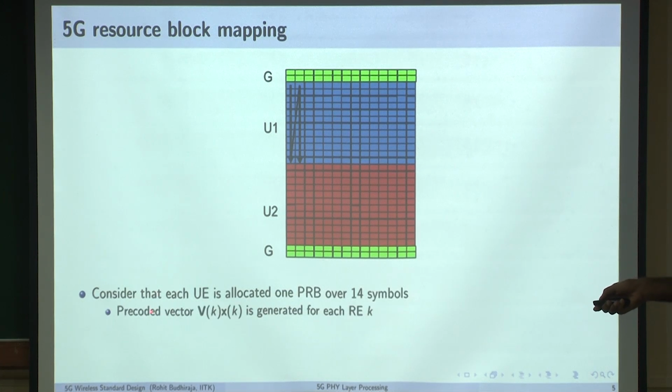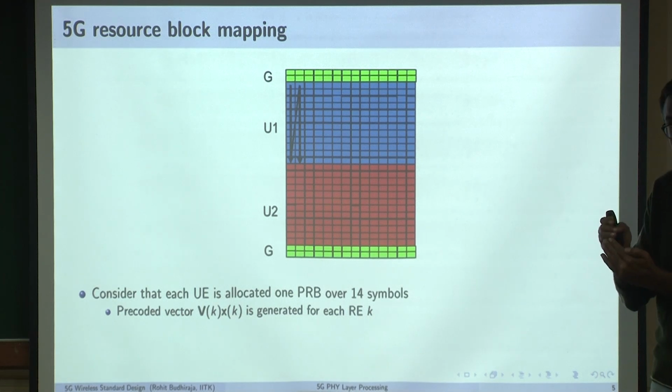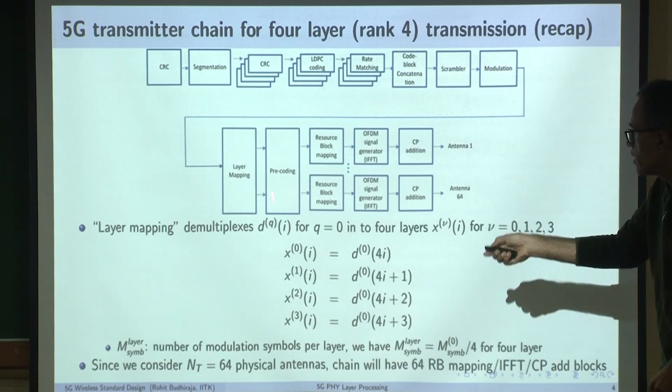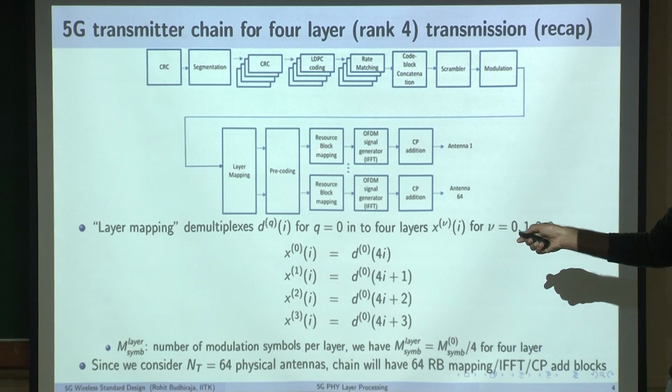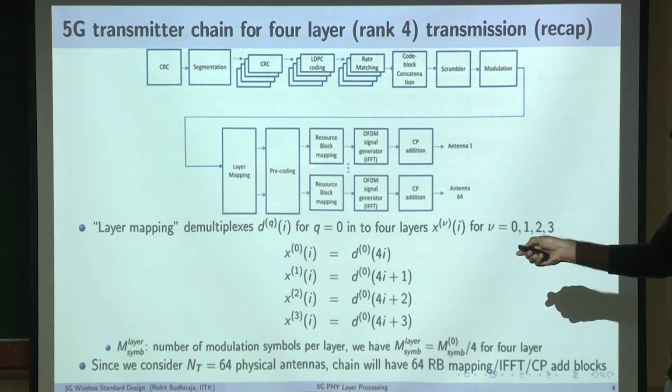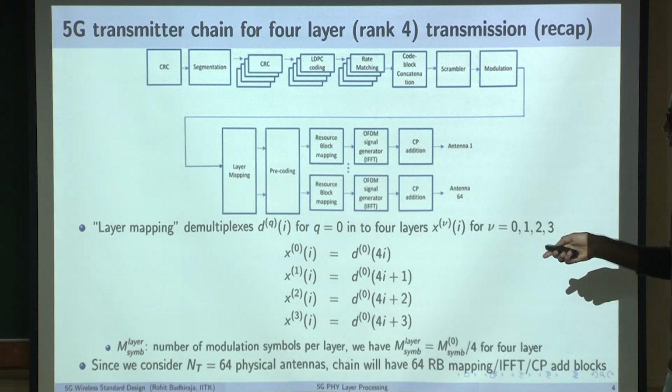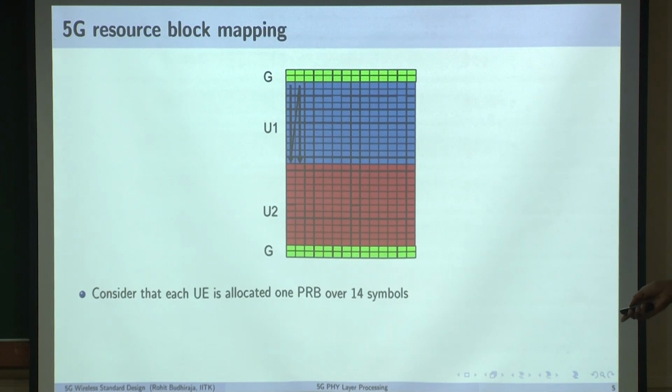So the precoded vector, what is happening here? The output of the precoder is for each resource element. You are taking 4 layers and generating a 64 cross 1 vector. And where are those going to go? The first element will sit in the first resource grid, the second element in the second resource grid, the third element in the third resource grid. So there will be 64 resource block grids.